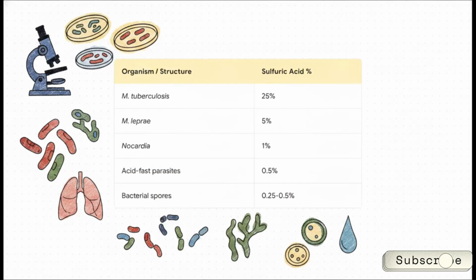Now, listen up, because this right here is absolute gold for your exams. Examiners endlessly test these specific sulfuric acid percentages because the concentration you need directly correlates to the amount of mycolic acid in the organism's wall. For Mycobacterium tuberculosis, you need the full 25%. For Mycobacterium leprae, it drops to 5%. Nocardia requires just 1%, and acid-fast parasites or bacterial spores need only 0.25 to 0.5%. Seriously, memorize these numbers. They are literally free marks just waiting to be picked up.